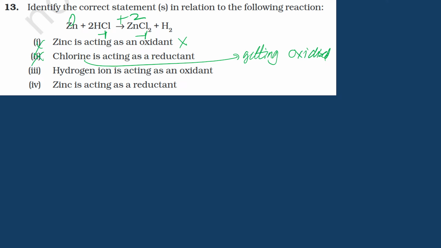ठीक है. Hydrogen ion is acting as an oxidant. That's interesting. मतलब it is getting reduced, right? I spent some time on explaining the last one. I think this is obvious. It's getting reduced, right? ये +1 से 0 हो रहा है. This one is true. Chat क्या बोल रही है? What's the chat saying here? Zinc is acting as a reductant. Matlab it's getting oxidized. This one's definitely true.